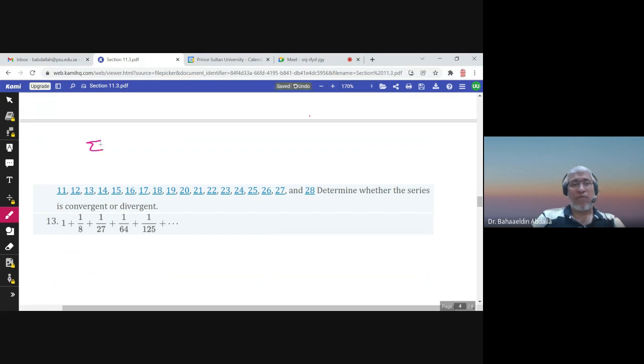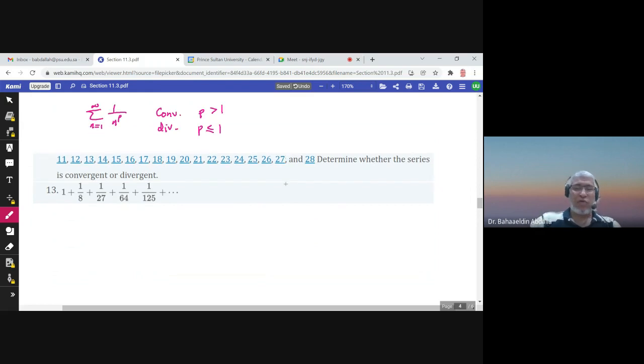one important type of series, the P series, any series in the form summation from 1 to infinity of 1 over n to the power p. So n, which is the variable, is here and it is raised to some power. This is a P series, and the P series converges if p is greater than 1, and it is divergent for the values of p less than or equal to 1.